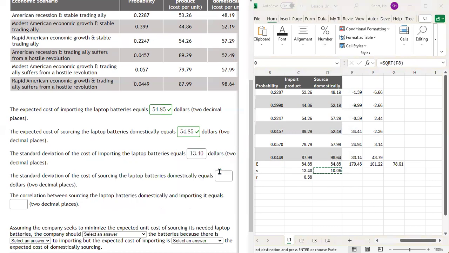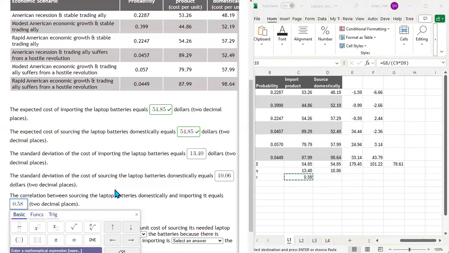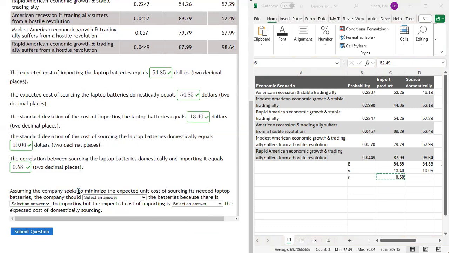Our weighted standard deviations and our weighted correlation. Assuming the company seeks to minimize the expected unit cost of sourcing its needed laptop batteries, the company should do what? Well, with the expected values being the same, these two standard deviations suggest that importing is more risky. So the company should domestically source the batteries because there is more risk to importing, but the expected cost of importing is equal to the expected cost of domestically sourcing.